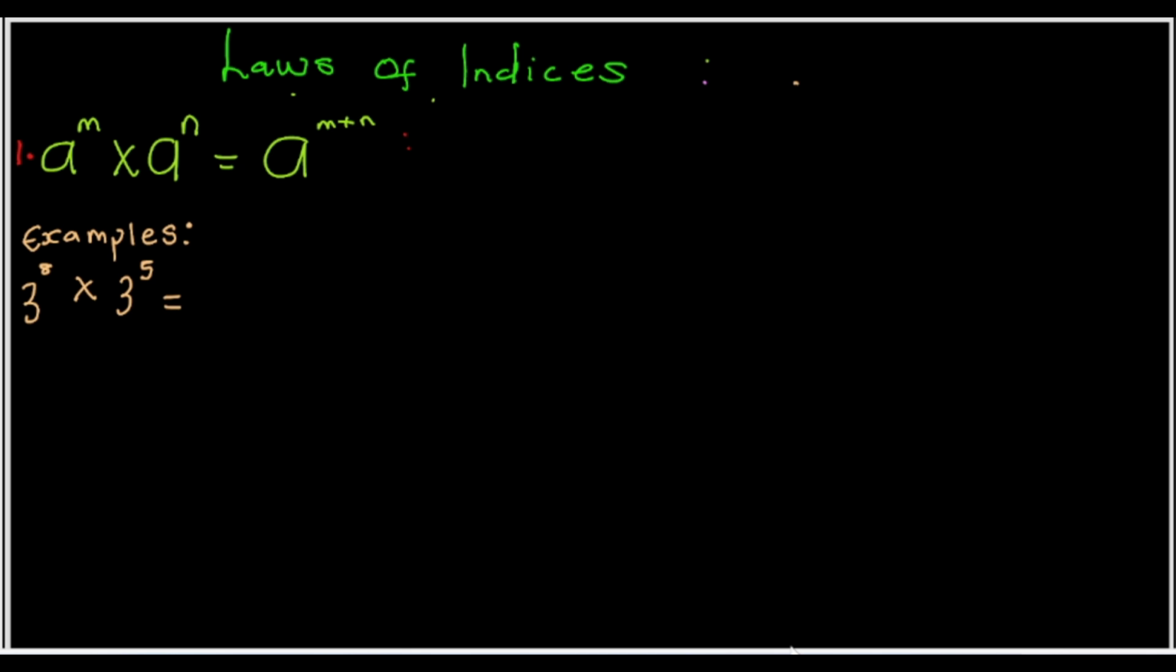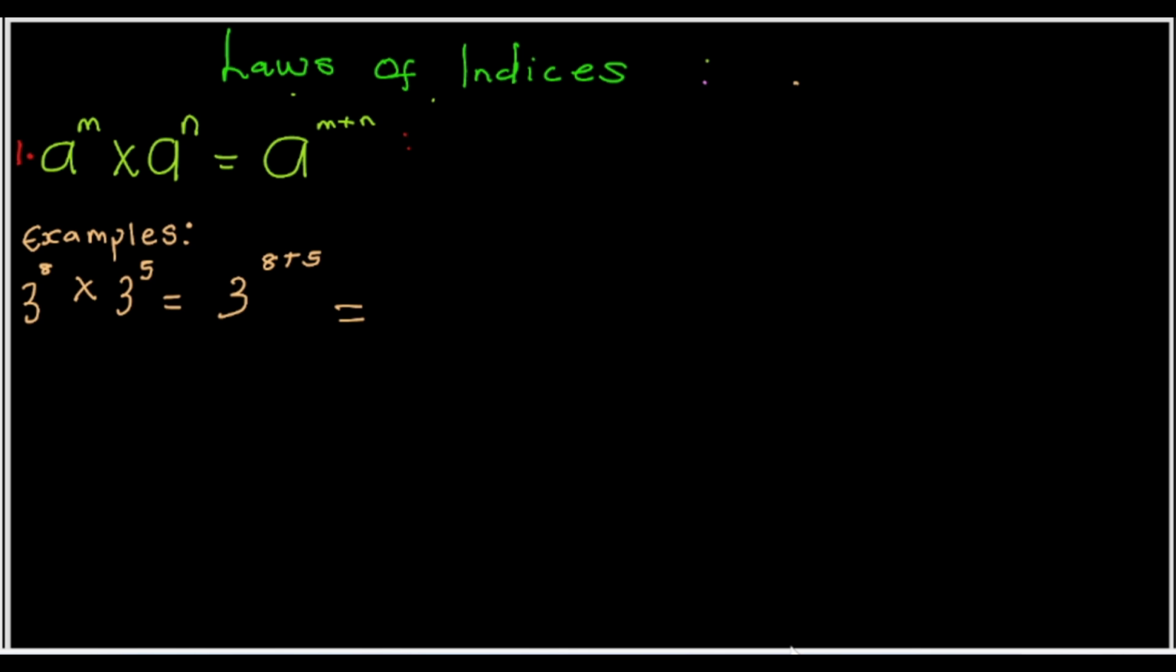So here is an example. 3 to the power of 8 times 3 to the power of 5. How do we solve it? We simply follow this law. The law says when a number times another number, same number with different index, there must be the same base. This law is only applicable to the same base. So if they are the same base, then you just pick 1, 3, you write it down, then you add up the index, which is 8 plus 5.